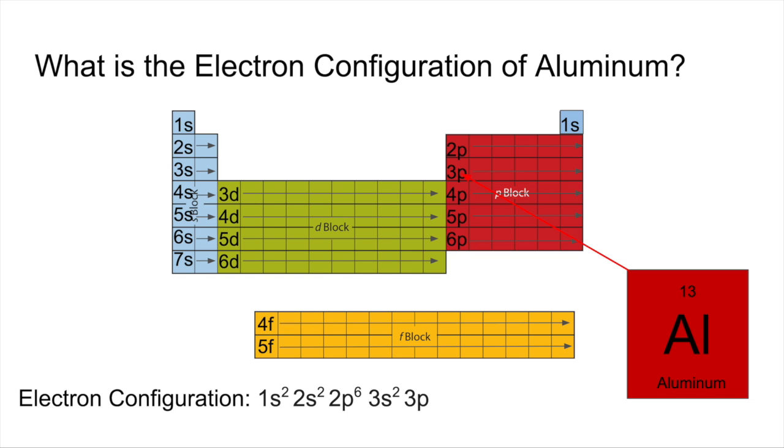And the way we got this was, well, first we start from the beginning. We go across, and then we get 1s2. Then we go down the group, 2s2. Across the period, 2p6. Then we go down the group again, 3s2. Across the period where aluminum is, and we have our 3p over here. So hopefully you got this right. If not, it's okay. We'll try another one.